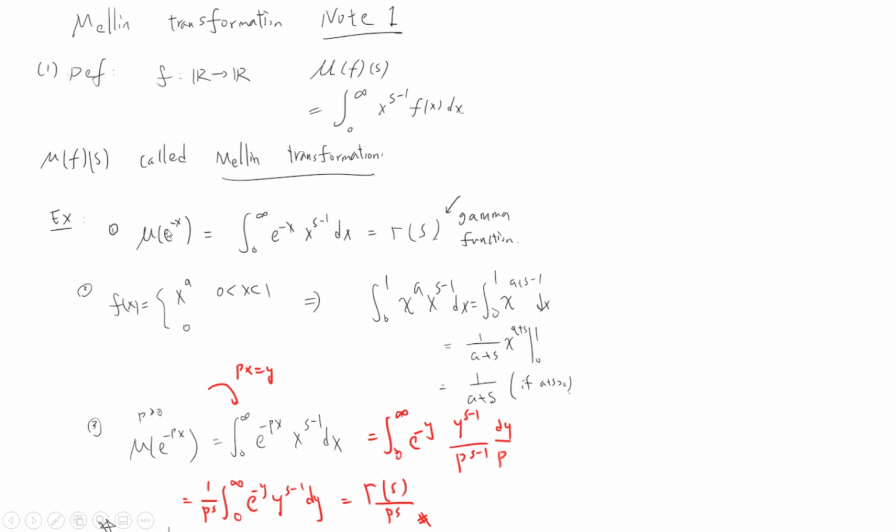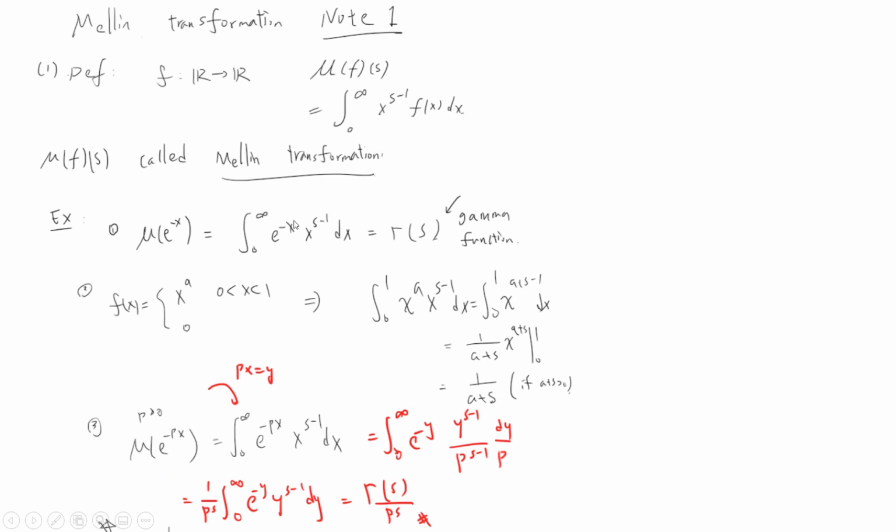Okay, and the third one is exponential negative px. So just change negative x to negative px. This is the same as the gamma function if you do a change of variable. Define y equals px, so it's exponential negative y, x is y divided by p, so y to the s minus 1 over p to the s minus 1, and dx becomes dy divided by p. So it's 1 over p to the s times the integral from 0 to infinity of exponential negative y y to the s minus 1 dy. So this is gamma s divided by p to the s. Okay, so this is also a famous integral.